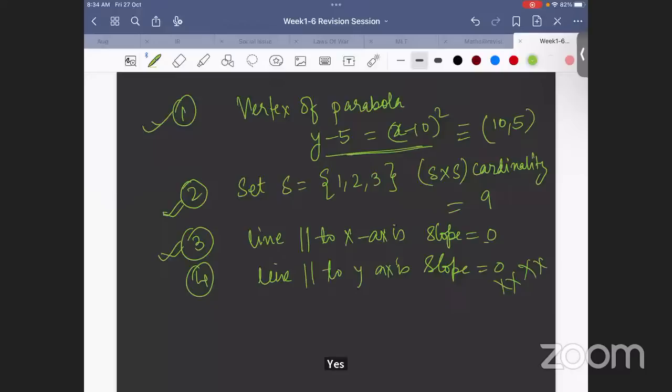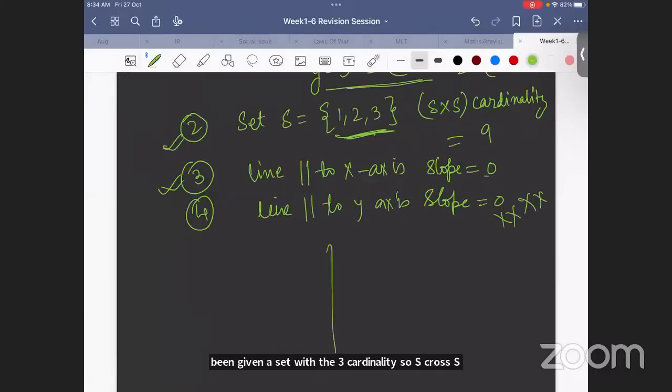First let me speak out, then you can speak. First you have to calculate the vertices of the parabola. The vertices of the parabola, you are already aware of that. Whenever x and y are 0, you can just put 10, 5. And you have been given a set with 3 cardinality, so S cross S will have 9 cardinality.